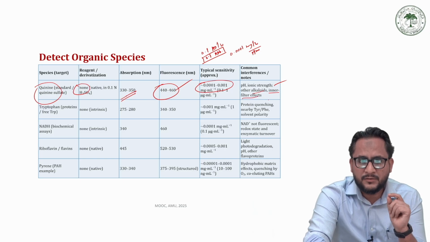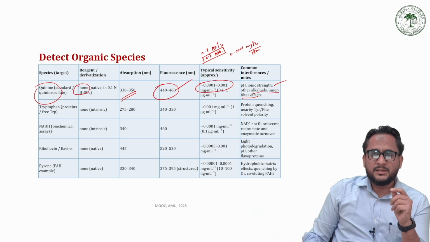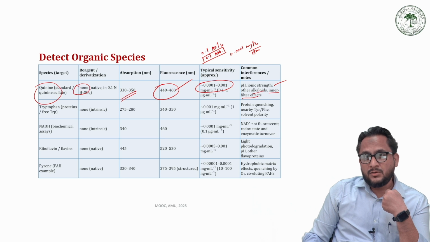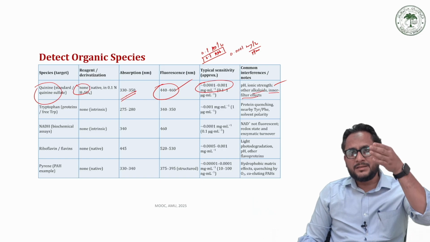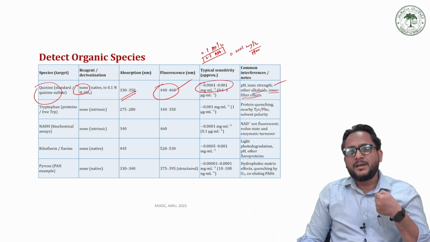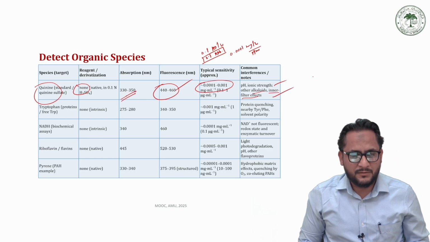Do you know what is inner filter effect? When the light that is absorbed for excitation causes emission, the emitted light is absorbed by the same molecule. That is called inner filter effect or internal quenching. The same molecule that has been excited upon absorption of light, when it emits light, it again absorbs that light radiation. That is called inner filter effect. Due to that also we have interference.